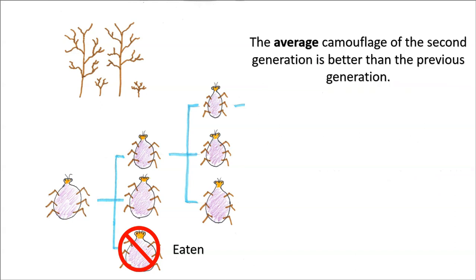The average camouflage of the second generation is better than the previous generation. And we saw this effect in the human selection example. This is what selection does. It is changing the characteristics of future generations.